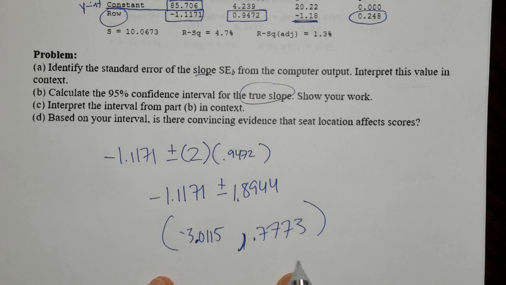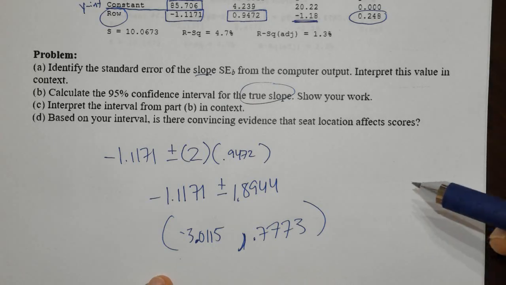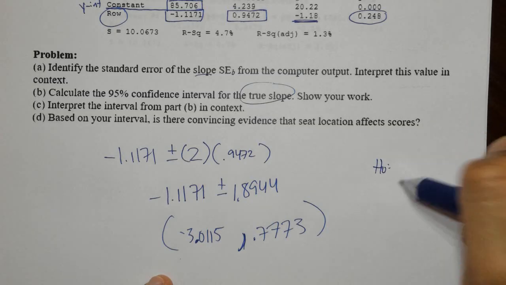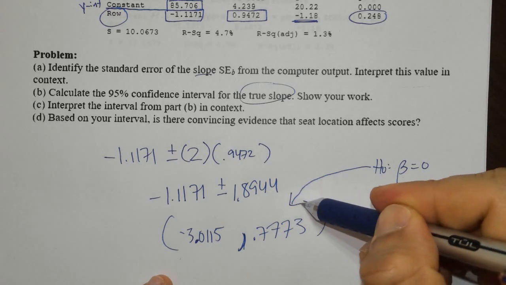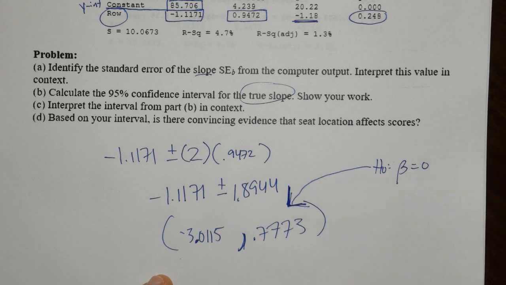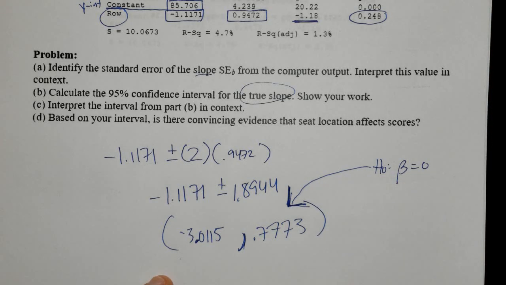Now, we were trying to see whether or not there's a relationship. The null hypothesis would have been that the slope is 0. There's no relationship. Since the slope of 0 is within our confidence interval, what can you conclude? Do we have enough to reject that there's no relationship?